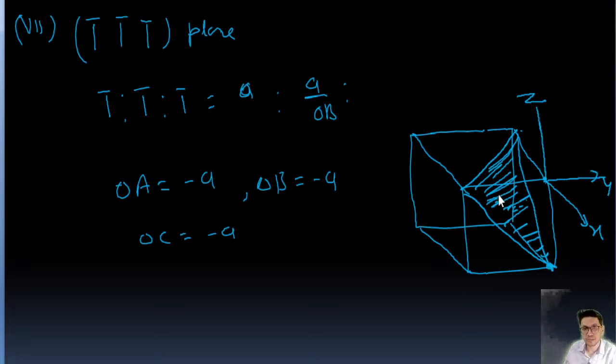Okay, guys, so this is about the Miller indices and their representation. You can see this plane is intercepting at these minus a.